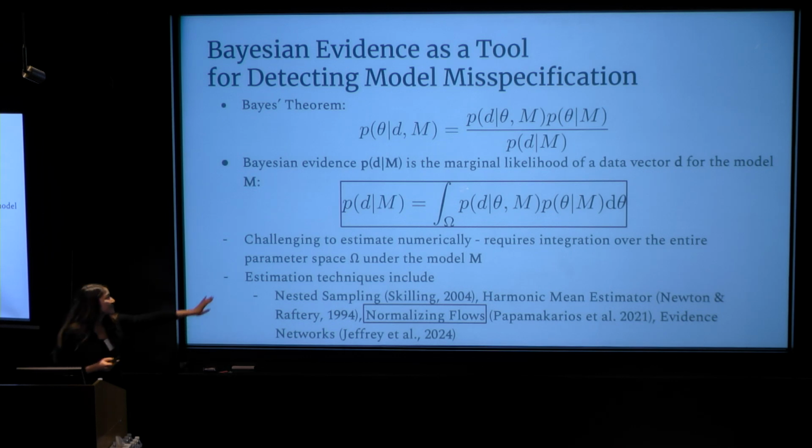But it is described by this integral. And one thing that we can see is that this integral is going to be quite challenging to estimate numerically, because it requires an integration of this product of the likelihood and the prior over the entire parameter space under the model M. And over the years, there have been multiple estimation techniques that have been proposed to efficiently evaluate this integral. Some of them are listed here, but the ones that we'll be using in this project are normalizing flows.